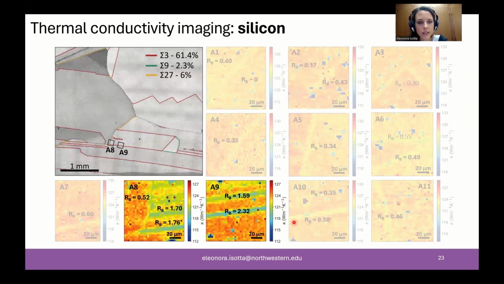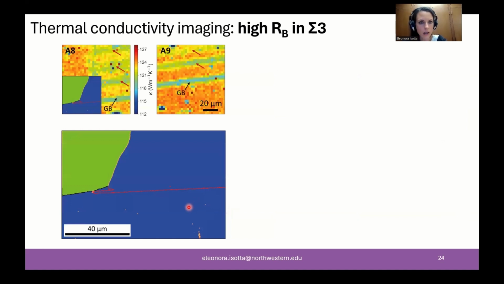Okay, but then what about the higher resistance boundaries? So these again are sigma-3s and showing an even higher resistance. So what is happening in this case? For these boundaries, something interesting to notice is that from the EBSD picture, we would expect just one boundary to be present. However, from the thermal conductivity image, we could see multiple lines of thermal conductivity suppression pretty much parallel one with another. And again, we decided to take a TEM lamella crossing this boundary.